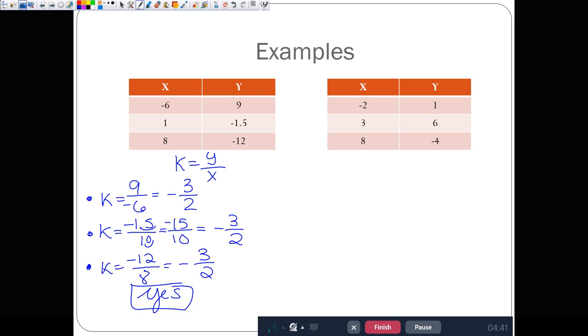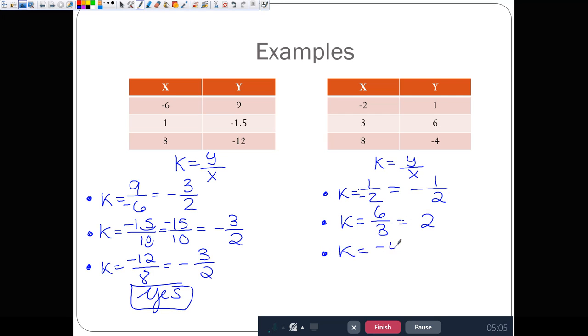Okay, let's determine the next one. If it is a direct variation, again, I'm going to be using the equation k equals y over x. So I am going to have k equals 1 over -2, which is the same as -1/2. Our next one is k equals 6 over 3, which equals 2. And our last one is negative 4 over 8, which is negative 1/2. So my k's are negative 1/2, 2, and negative 1/2. Is this a direct variation? No, because my k's aren't the same.